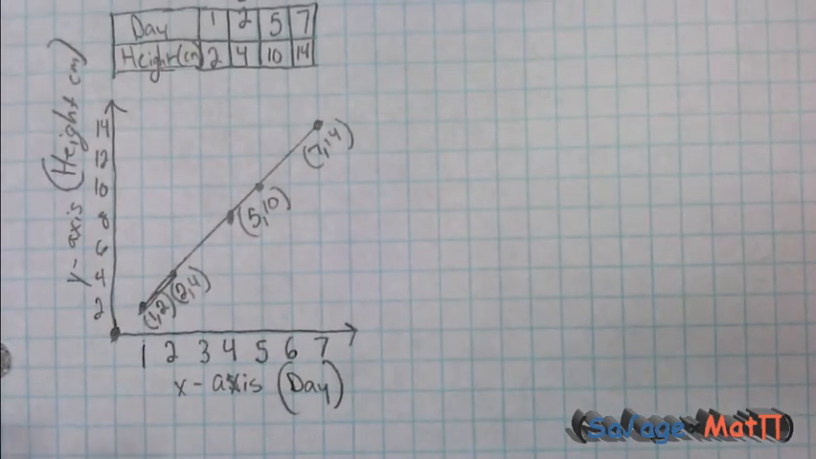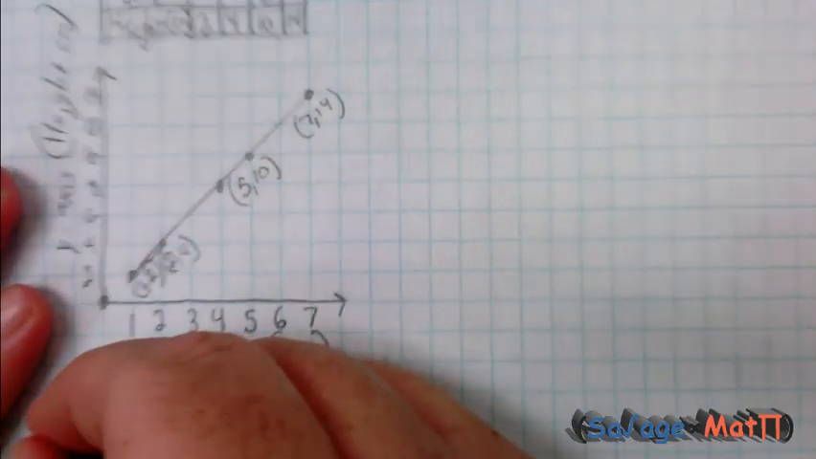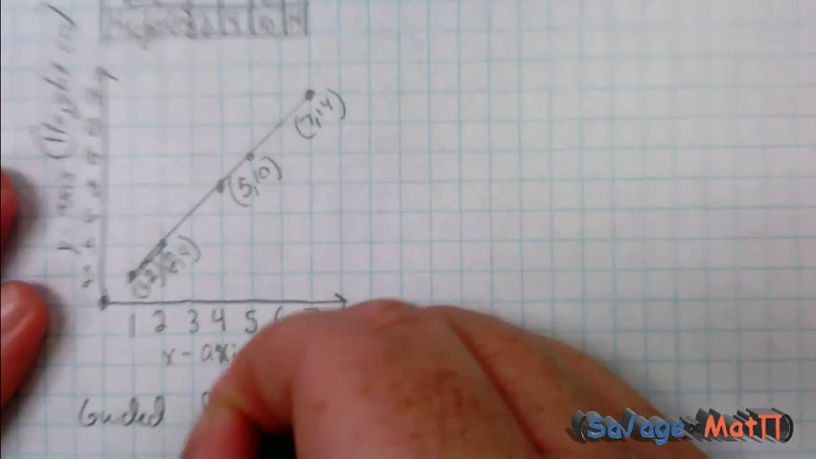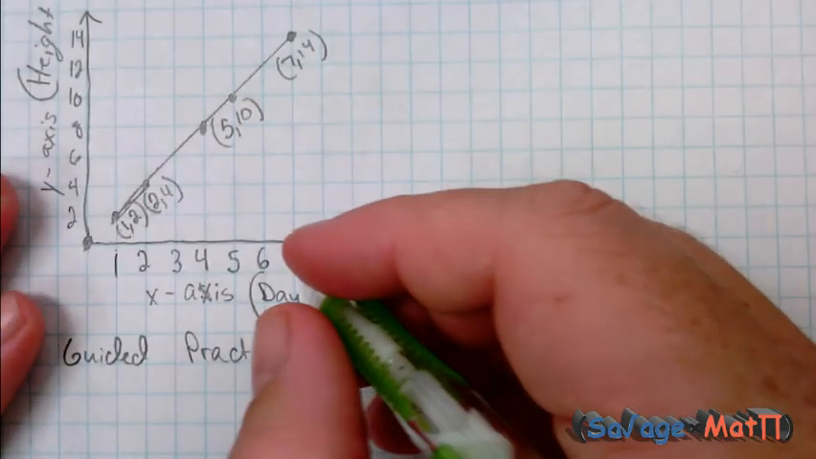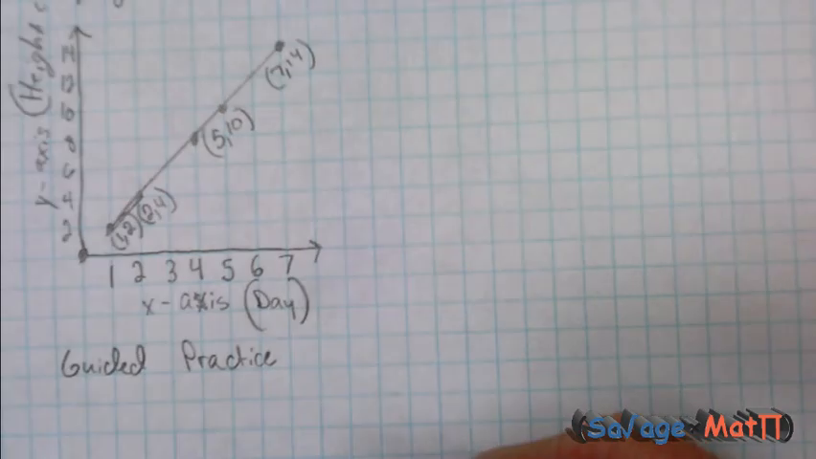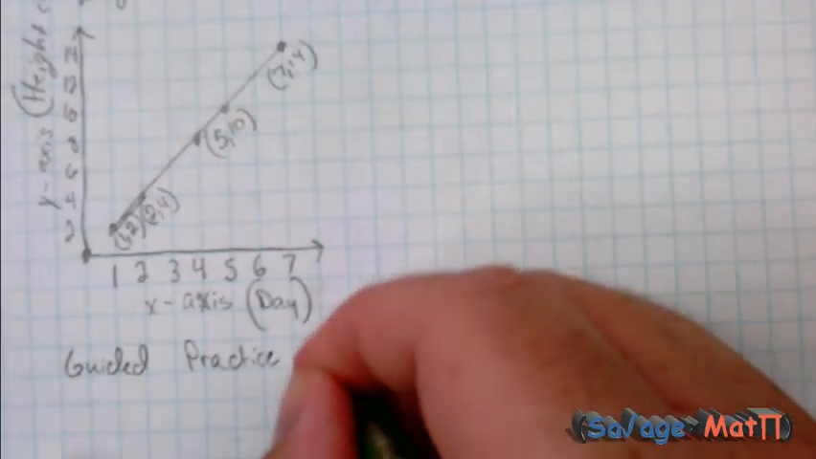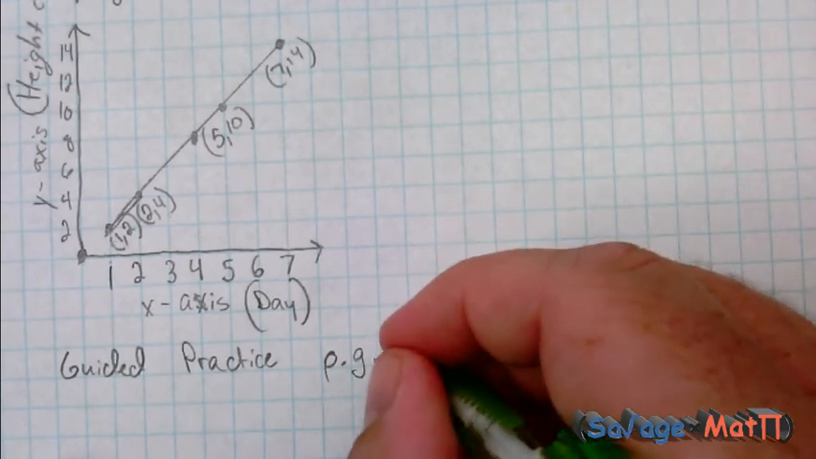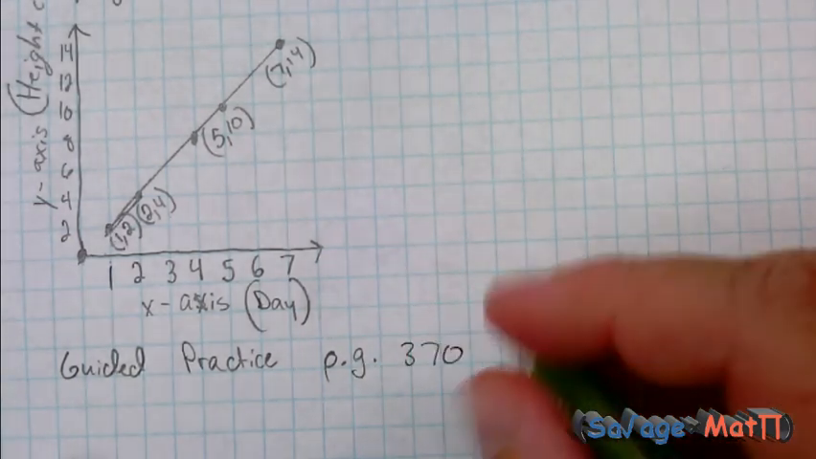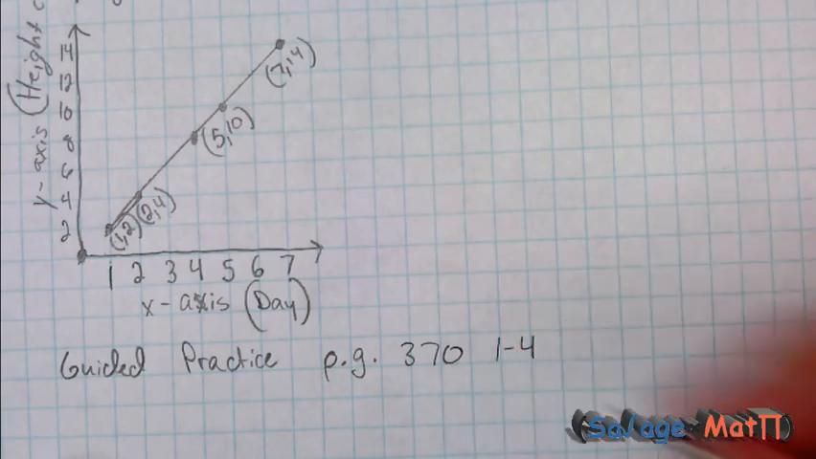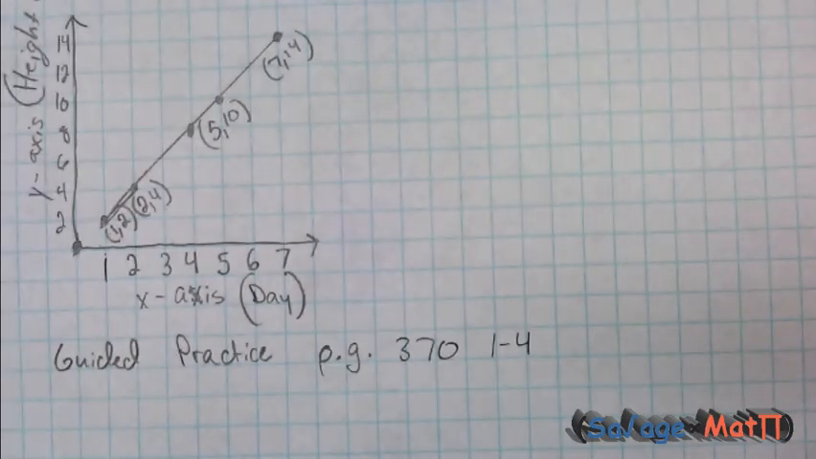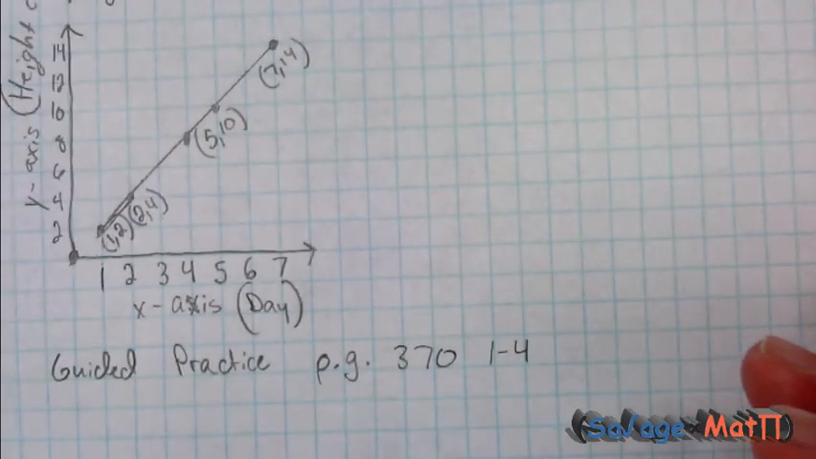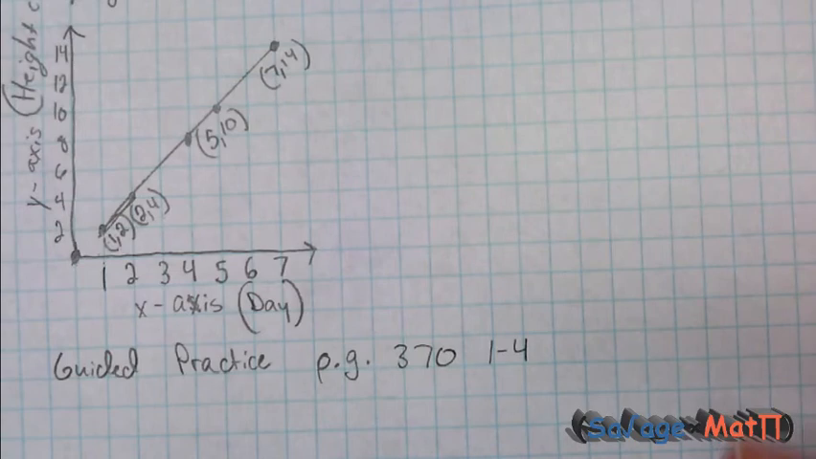So what you guys need to go ahead and do now is guided practice. Guided practice is on page 370. You guys are going to do 1 through 4. And then once you're done with that, you're going to get checked by Miss Russell or I. Remember, I want you guys to use the graph paper.